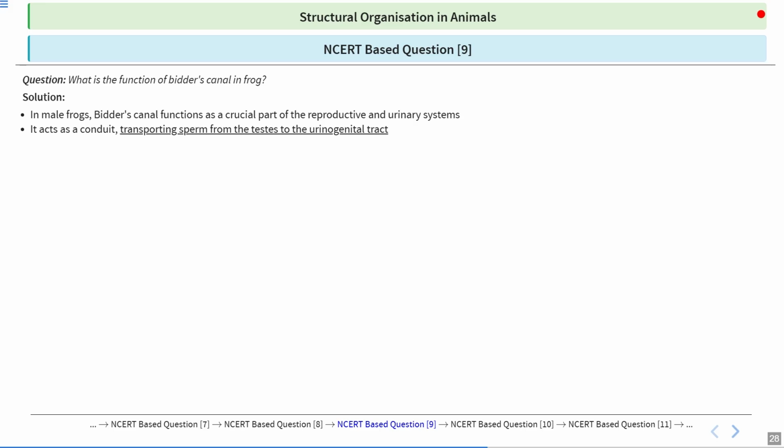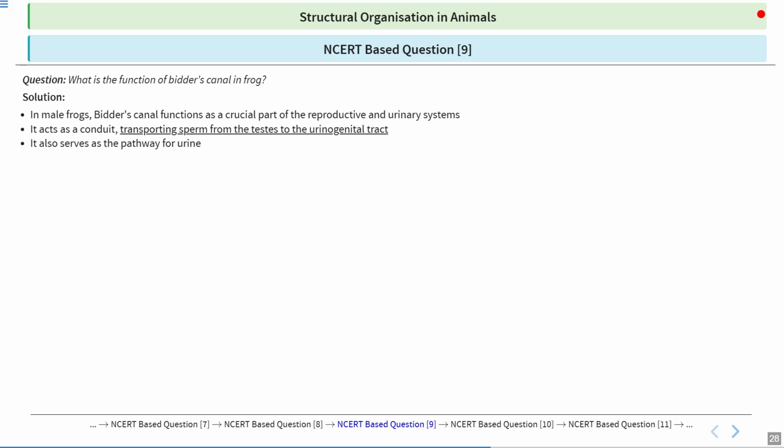In between the vas efferentia and ureter, what is present? Kidney. And inside the kidney, there is a tube-like structure that joins the end of the vas efferentia and the starting of the ureter, right? So this tube-like structure provides the passage for the sperm that comes out from the vas efferentia and leads to the ureter through this Bidder's canal.